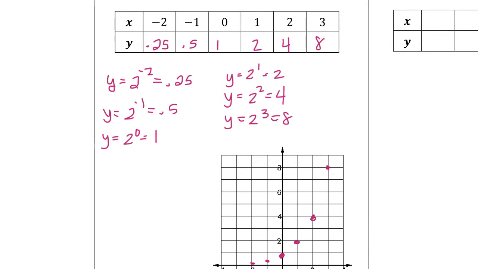When we connect this, remember we need to not forget about our boundary line, our asymptote at y equals 0. So our graph gets really close to the axis from left to right and then increases, moving left and right forever. And there's the graph of y equals 2 to the x.